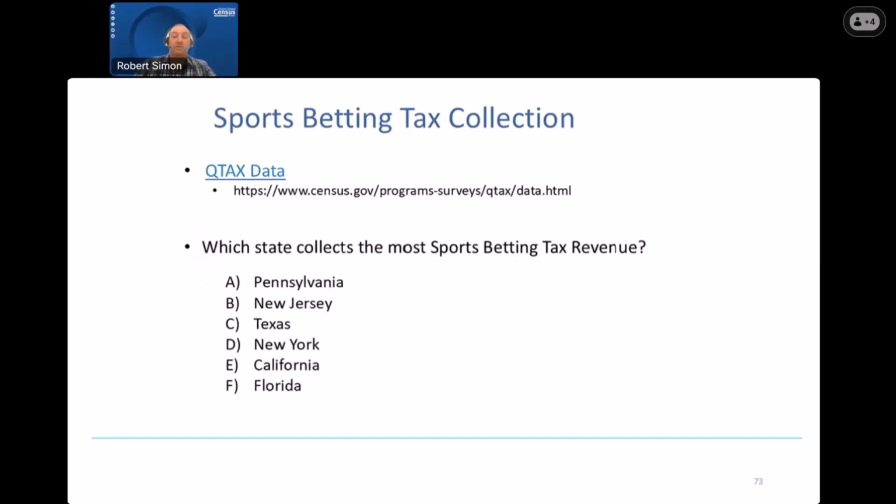Another engagement question. Which state collects the most sports betting tax revenue? Please use the polling feature to pick an answer. The options are Pennsylvania, New Jersey, Texas, New York, California, or Florida. And you have 10 more seconds to provide an answer.